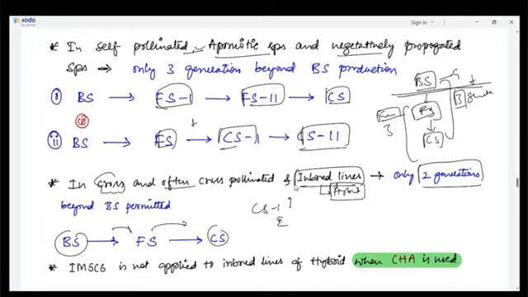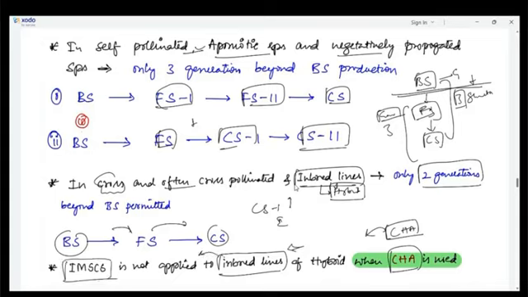Next, if the inbred lines are developed using the CHA method, that is chemical hybridizing agents, then for those lines the IMSCS standards are not applied, because they cannot comply with the standards. The CHA is not that stable, and the lines can easily revert. That is the reason these standards are not applied to inbred lines developed with CHA.